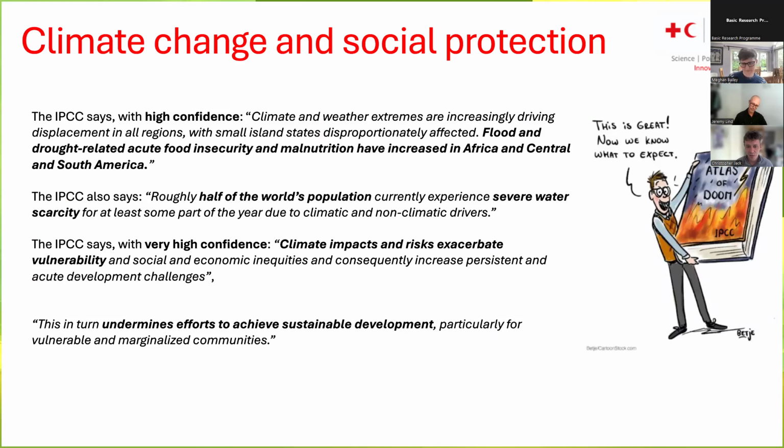Okay, so Anna already covered some of this, but I just wanted to re-emphasize particularly the messages coming out of the IPCC, some of the really strong messages around the existing impacts, or the past impacts, that we've observed from climate change, particularly on vulnerable communities in many of the countries in which we're working. Roughly half of the world's population currently experiences severe water scarcity for some part of the year. And then very high confidence messages about climate impacts and risks exacerbating vulnerability and social and economic inequalities. And then a key one I think we're talking a lot about today is undermining efforts to achieve sustainable development, undermining other efforts to reduce poverty and so on. So I think we're all very clear on some of the risks, some of the challenges that we're facing.